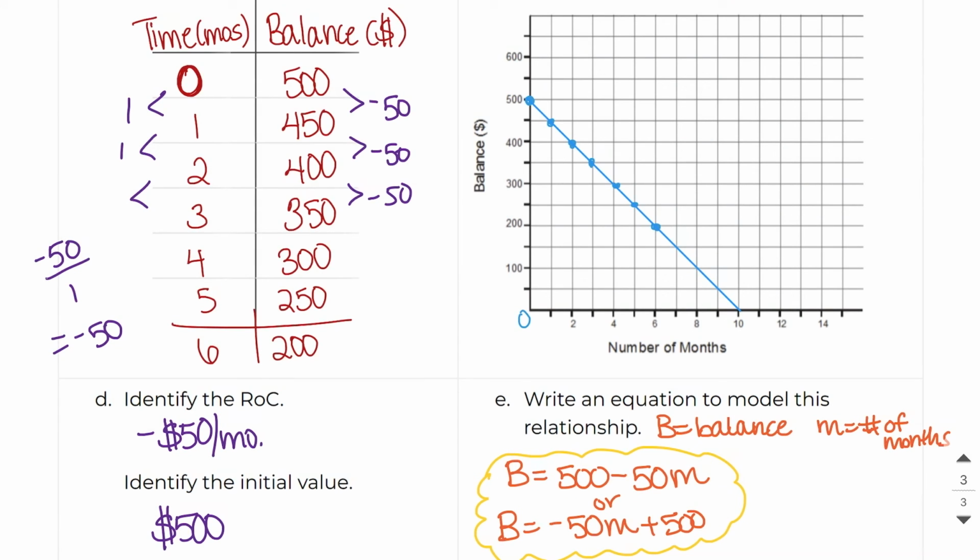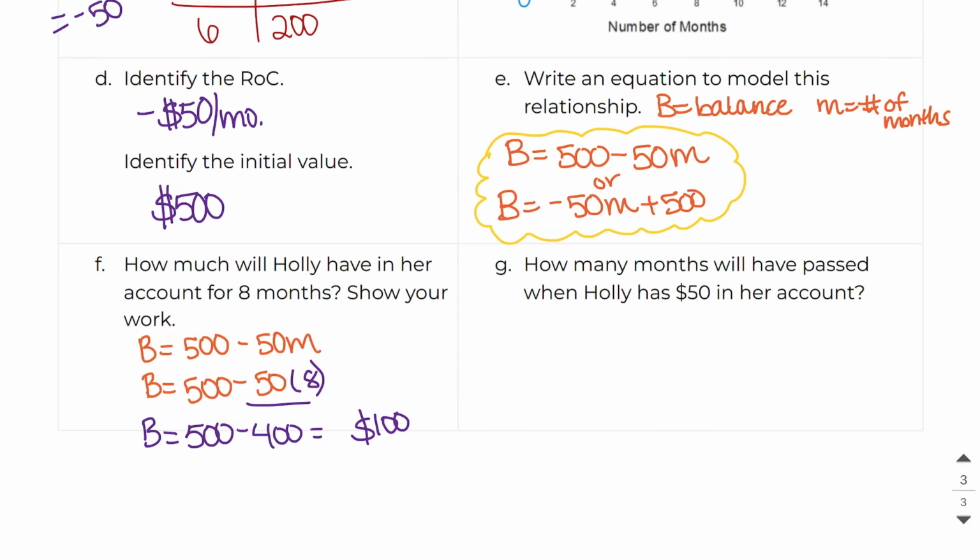Now let's look and see. After 8 months, is it really true that she has $100 left in her account? Absolutely. Even if I extend, and then the last question, how many months will have passed when Holly has $50 in her account? This time the 50 will go in for her balance. So I'm going to say 50 equals 500 minus 50M.